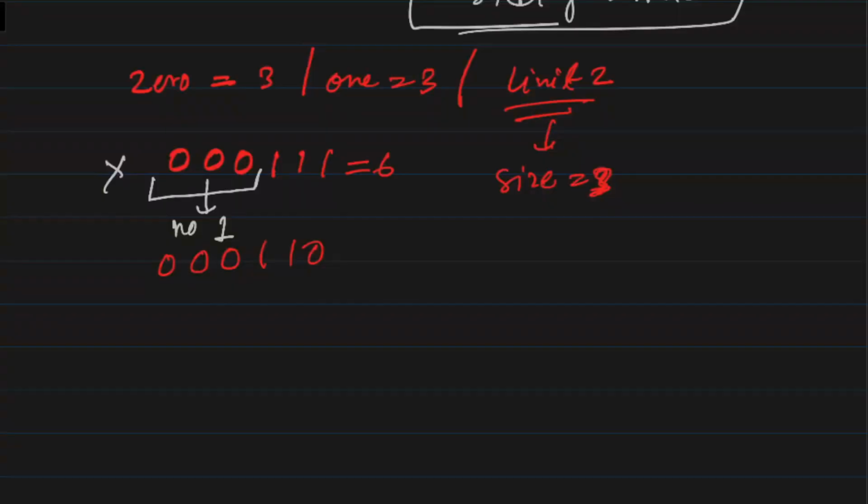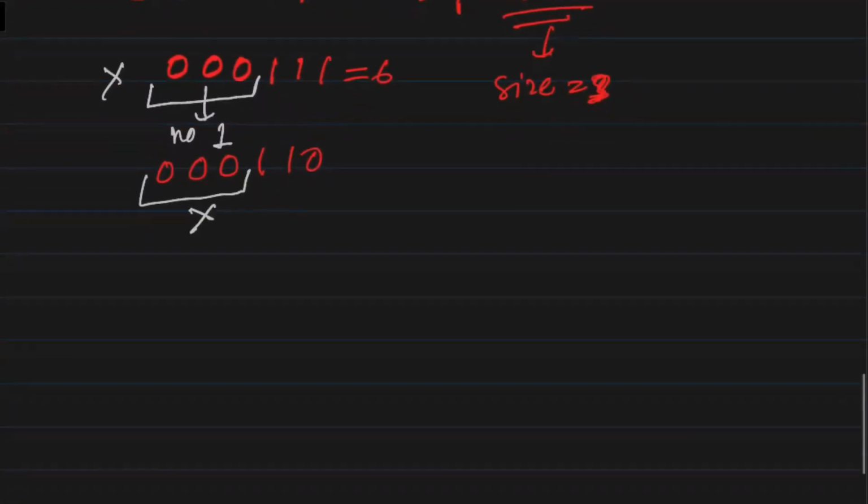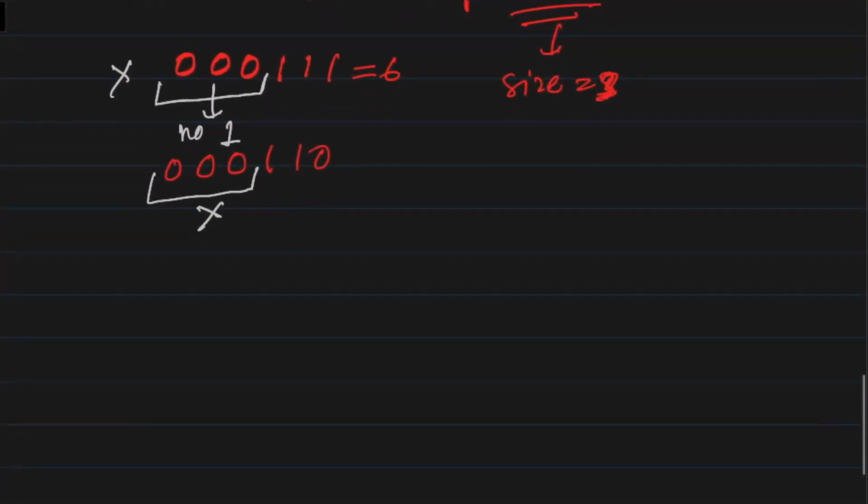So for the first window, this is the window, right? Here also it's not valid, right? That condition is not satisfying, so this is not a valid string. So this way we can progress.